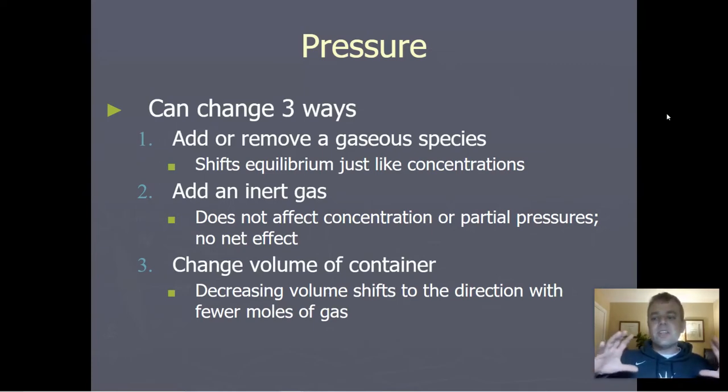So if you squeeze the container into a smaller space, you're increasing the pressure, then the reaction is going to run to whichever side produces fewer moles of gas, so that you're going to bring the pressure in the container back down. If you move it to a larger container and you decrease the pressure, then the reaction is going to run to whichever side produces more gas molecules to bring the pressure back up.